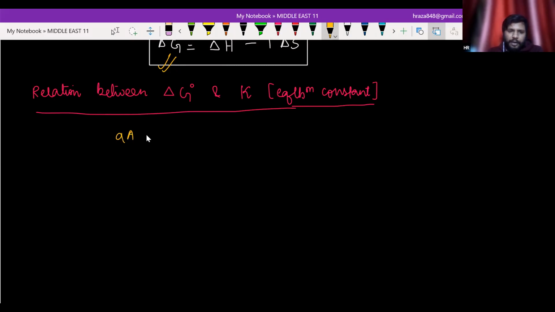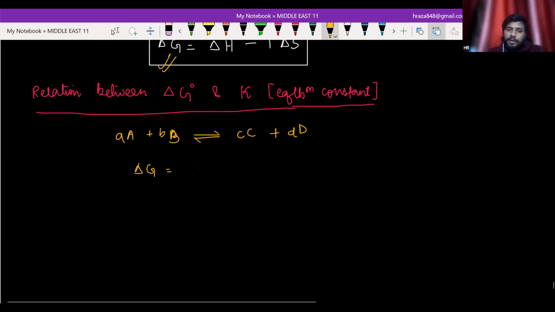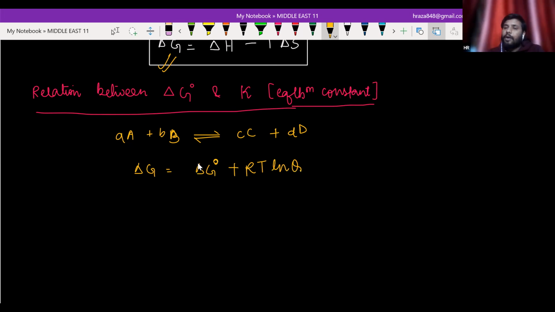We have a reaction, aA plus bB will give cC plus dD. And we have a relation, delta G equals delta G naught. See the difference. What is delta G and what is delta G naught? Always remember, if there is a naught, that is something like zero power. This is known as naught. Concentrate here. Whenever naught is present, that is for a standard condition. And whenever there is no naught, that is not at a standard condition.